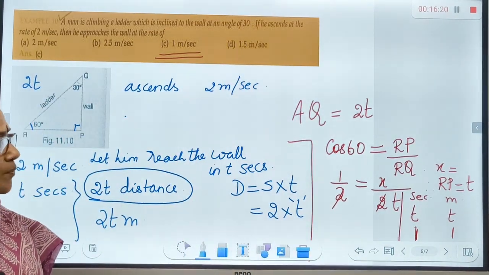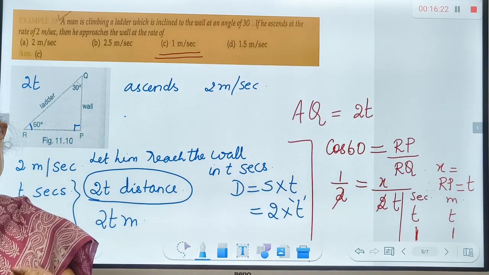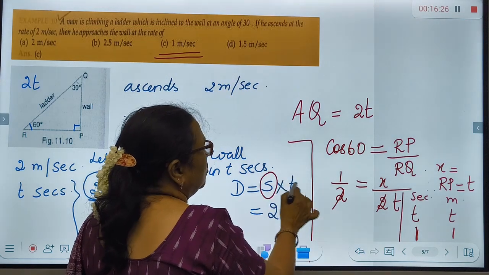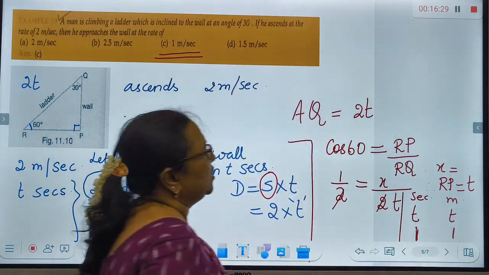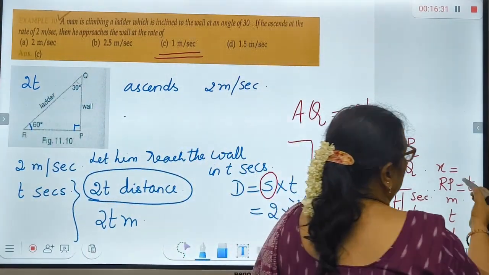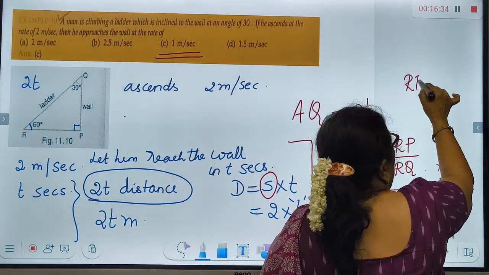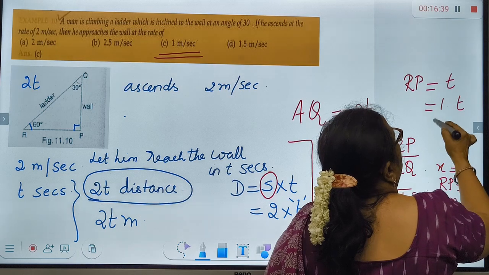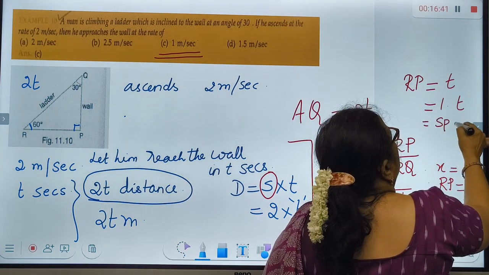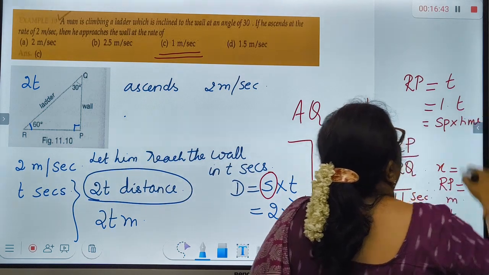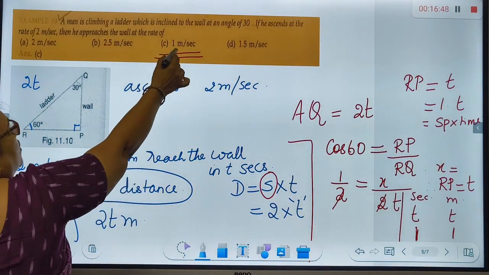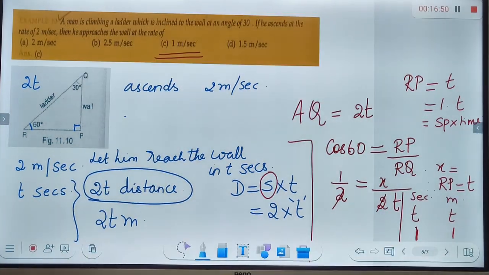X equal to t would mean x equal to 1 times t, right? X is equal to 1 times t. So speed is 1 meter per second. Like that also you can interpret. RP equal to t, which is 1 into t, speed into time. So speed is 1 meter per second. So the answer is 1 meter per second. Is it clear?